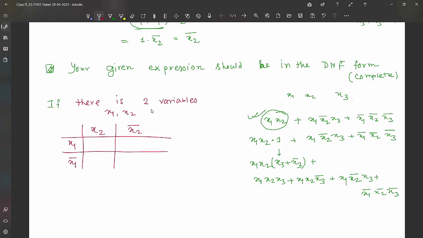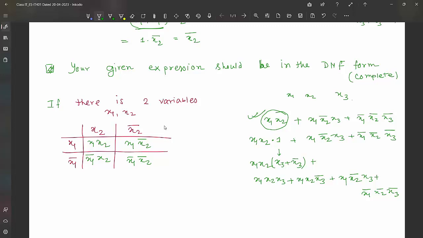So if it is a 2 variable expression, only x1 and x2, then produce this table in this way: here x1 and x2, and here x1, x1 bar, here x2, x2 bar. That means in this box your expression is x1 x2. Here the expression is x1 x2 bar, here the expression is x1 bar x2, and here x1 bar x2 bar. Is it okay to everyone?